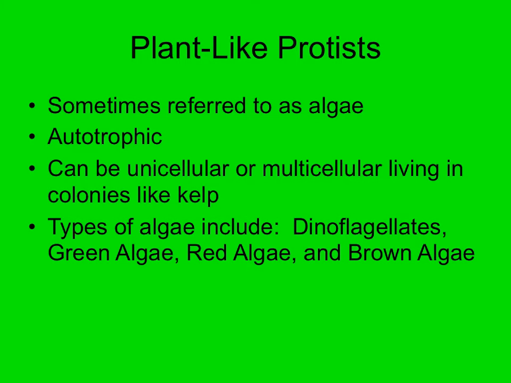In addition to animal-like protists, we also have plant-like protists. And these guys are plant-like because they're autotrophic and they are photosynthetic. You guys remember that, right? They can make their own food. This group collectively is known as algae, just as the animal-like protists are collectively known as protozoans. They can be unicellular, or they can live in colonies, multicellular, like, for example, kelp and seaweed.